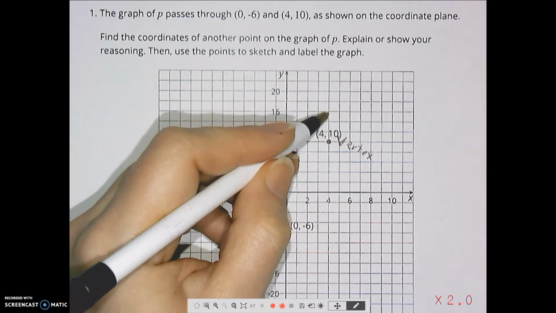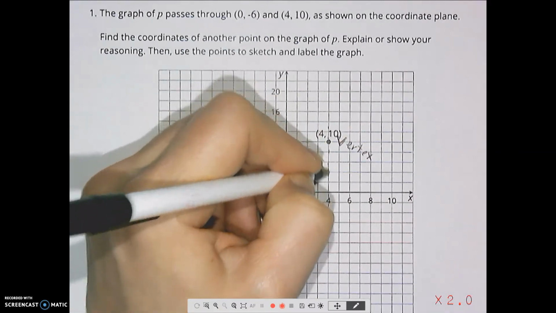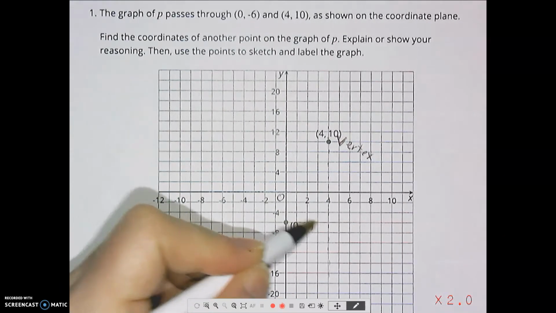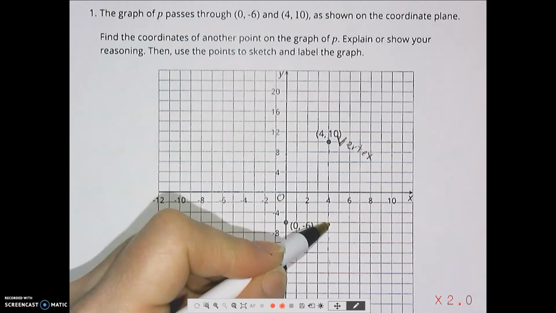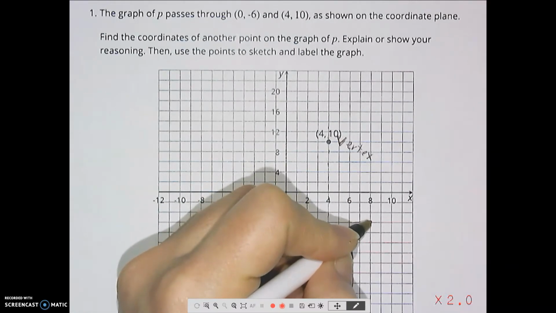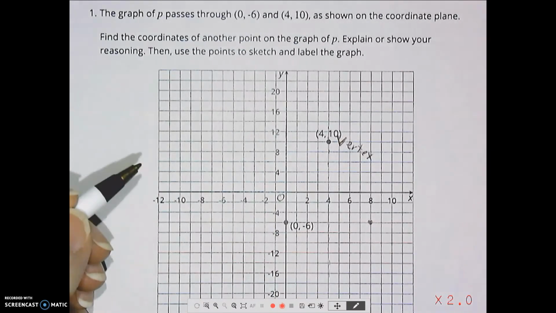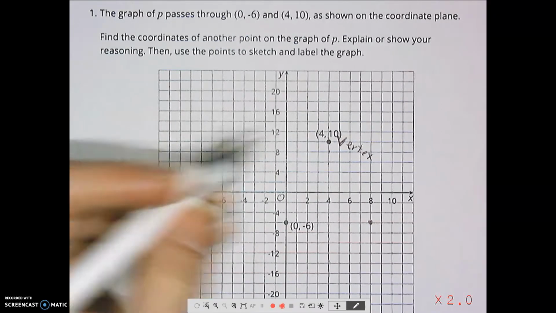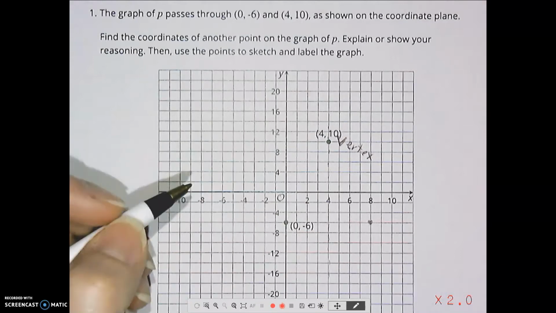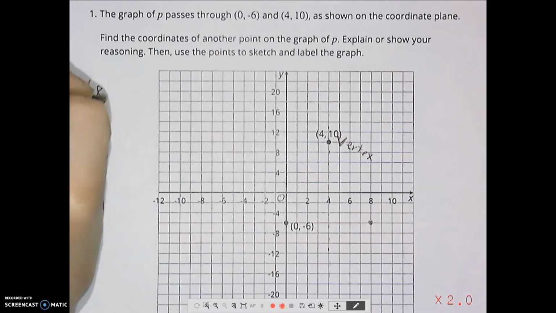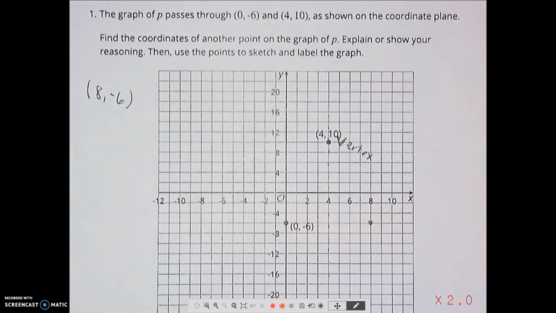This is the vertex. So if this is our what we call axis of symmetry, okay, if we have a point that is 1, 2, 3, 4 spaces to the left of the vertex, then we should be able to go 1, 2, 3, 4 spaces to the right and also have a point. We've talked about that a parabola is symmetric with respect to its vertex. So that means that 8, negative 6 is also a point on this.